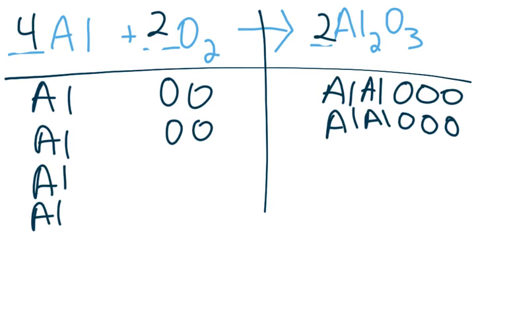I need 2 more oxygens on this side, which means this has to be a 3. So my final answer for this question would be 4, 3, 2. I need 4 aluminums, 3 oxygens, 2 aluminum oxides.